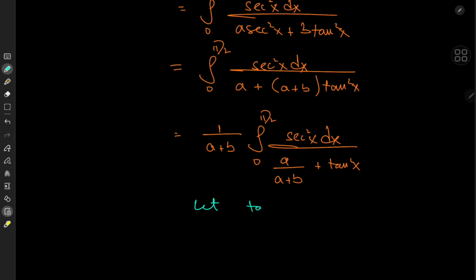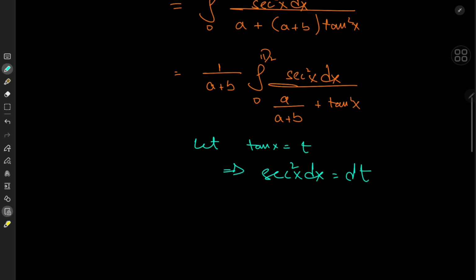So we're going to let tangent x here equal t, which implies that secant squared x, terribly sorry about that, secant squared x, that looks way too cursive even for my own taste. I always struggle writing the secant function over here. So we have secant squared x dx equal dt.